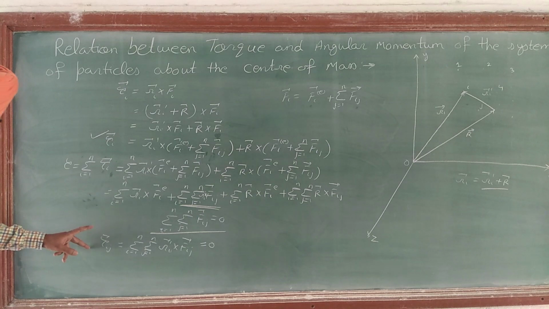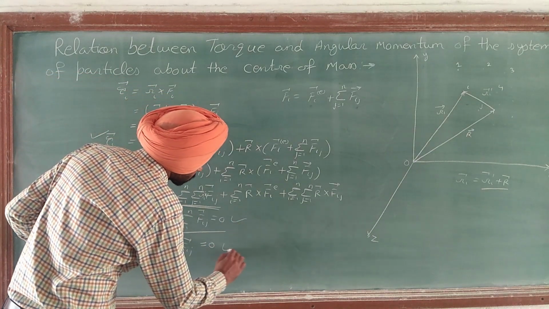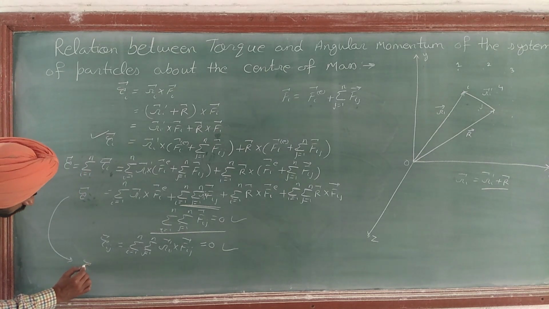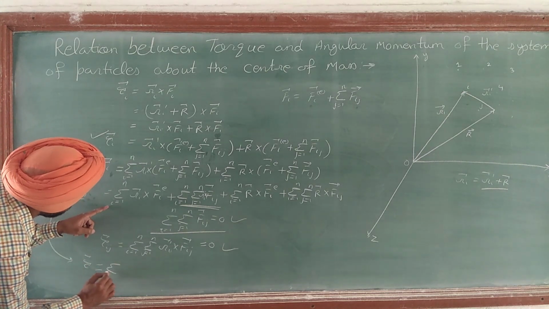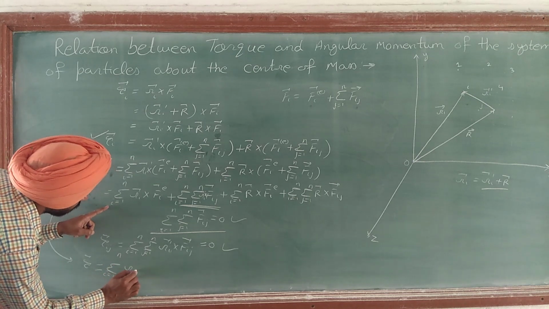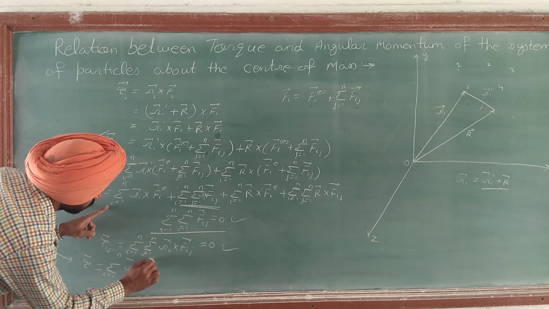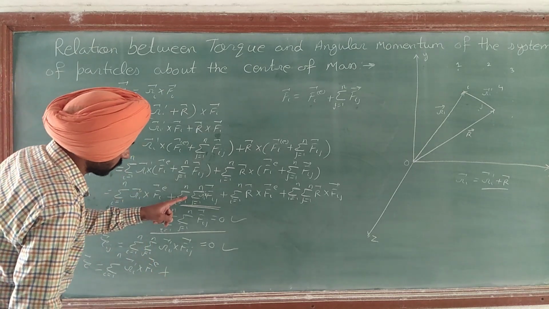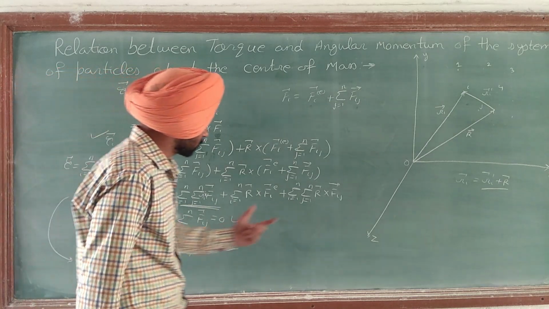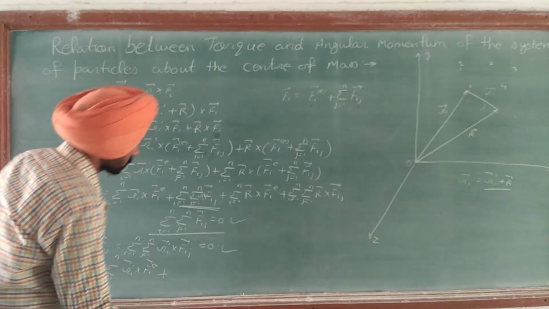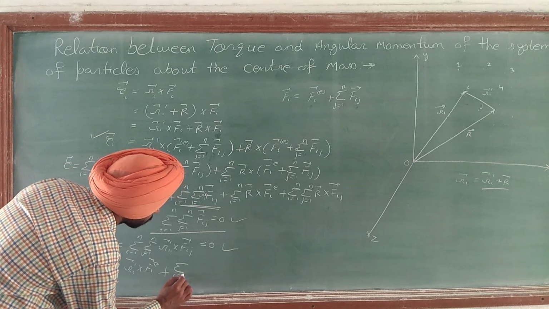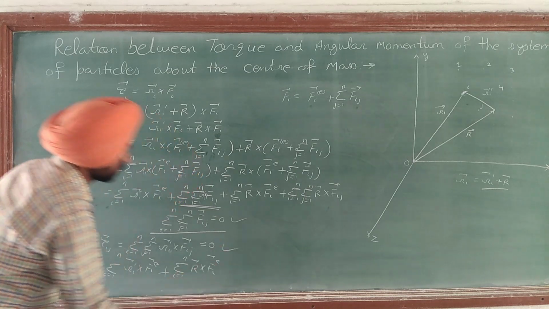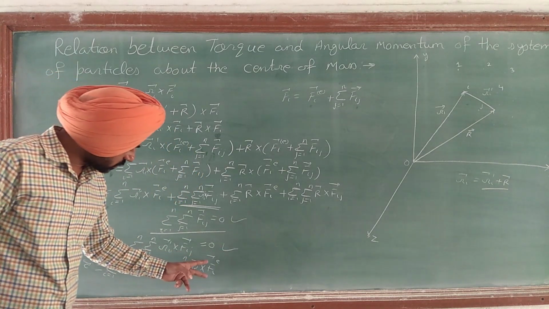So finally, with the help of these two equations, we have total torque tau equal to summation i equal to 1 to n ri prime cross Fi external. This term is 0 and this term is also 0. So finally, plus summation i equal to 1 to n R cross Fi external. So what is this Fi external?